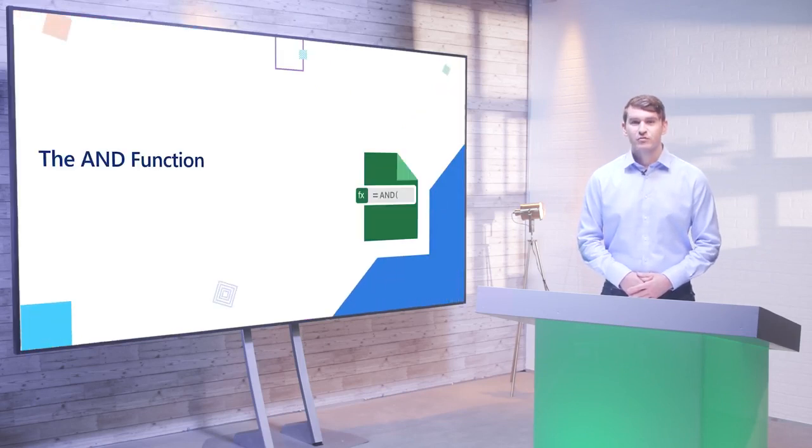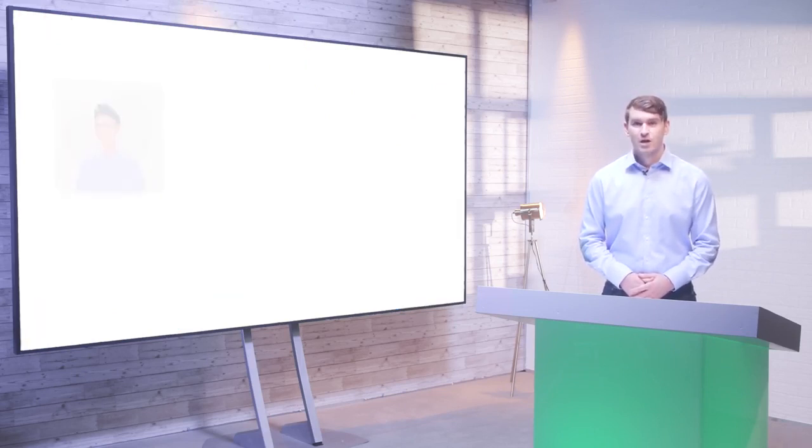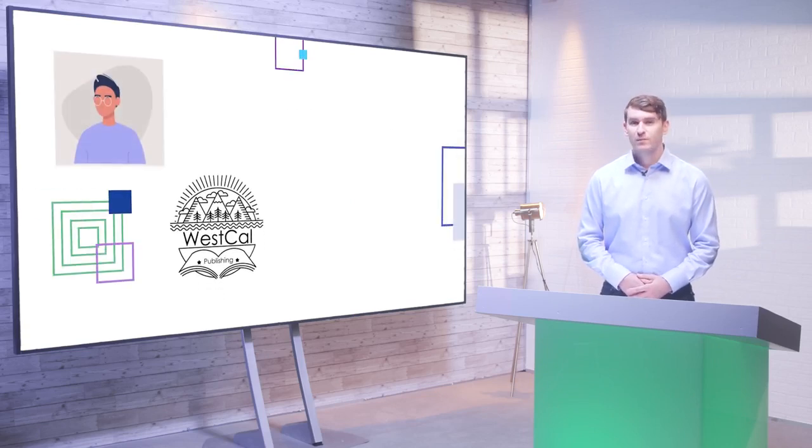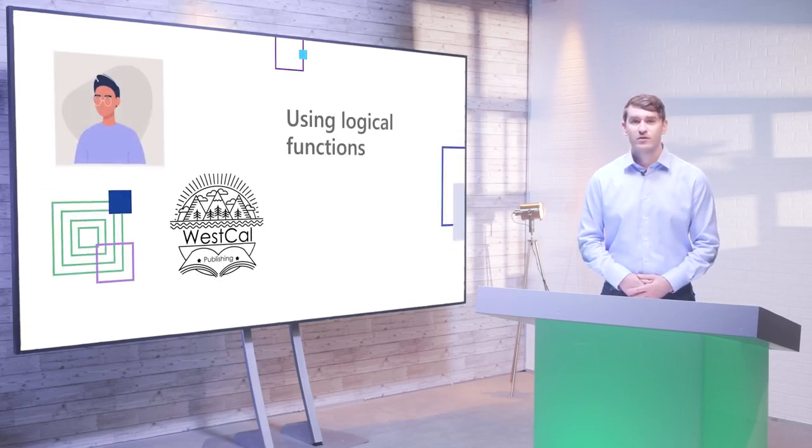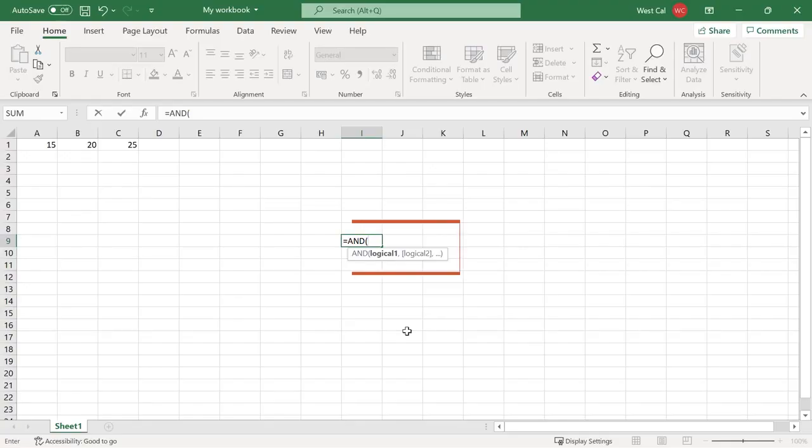The AND function returns a true value when all of the arguments are true. On the flip side, it returns a false value when any of the arguments in this function are false. For example, Thomas from Westcal Publishing could use this function to check whether the sales team have met all of their goals for the current quarter. While there can be a varied amount of use cases for this function, you would typically use it for conditional purposes. The first argument that is required in this function is logical 1.